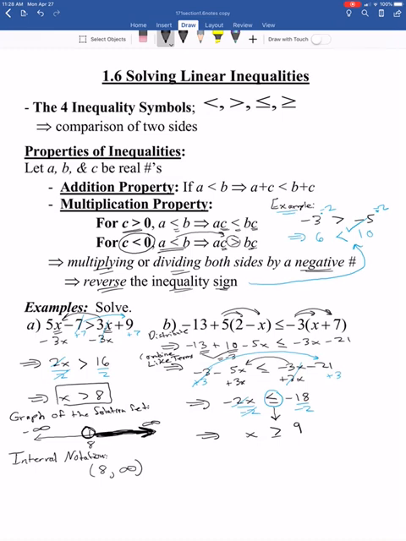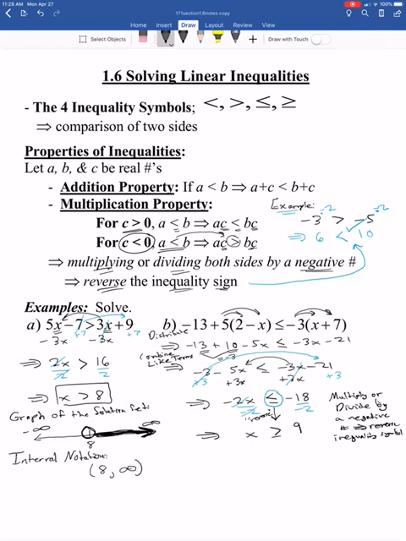So again, you've got to flip, or reverse, the inequality symbol because of the negative. Multiplying by a negative, we've got to flip. So again, we make that note here on the side: multiply or divide by a negative number implies reverse the inequality symbol. And we've got our solution set stated right now.